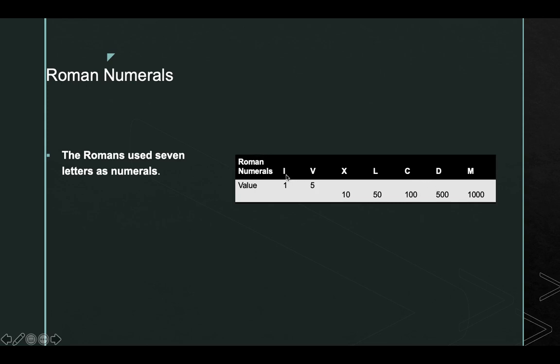First one is I. The value of I is 1, V is 5, X is 10, L is 50, C is 100, D is 500 and M is 1000. These are known as Roman numerals, and these are the values given for them.